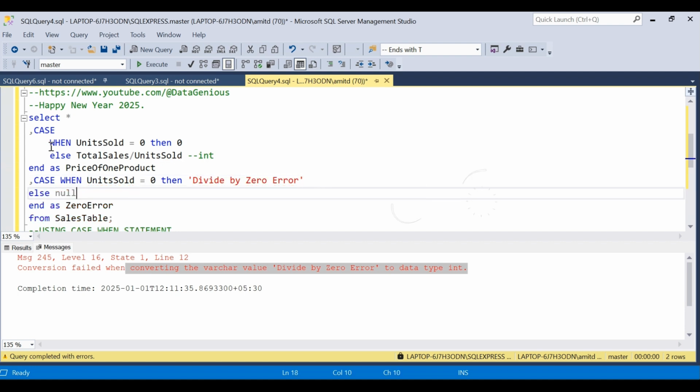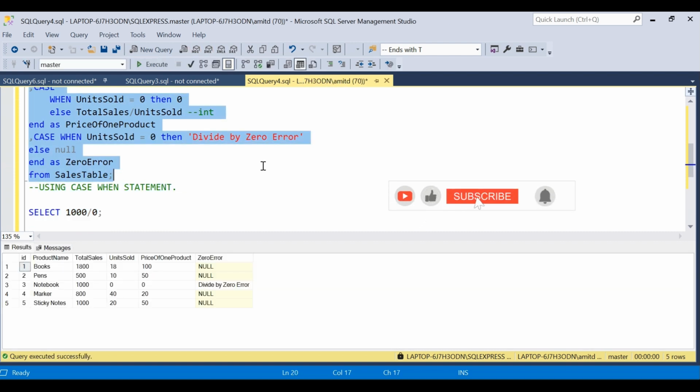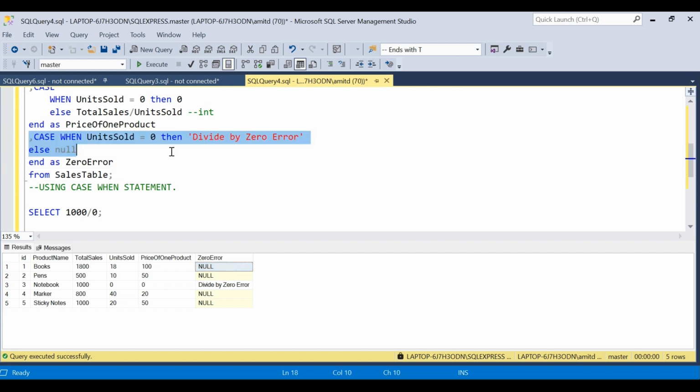Okay, let's run now. See, here this 0 is coming perfectly, because this 0 is of type integer here, and if you want to divide by 0, then for the other rows we have to replace it by null. That is what we have done in this particular line, right? I hope this helps you.